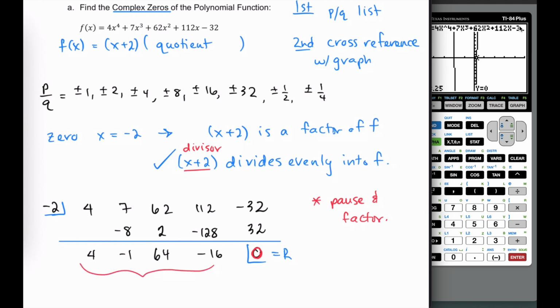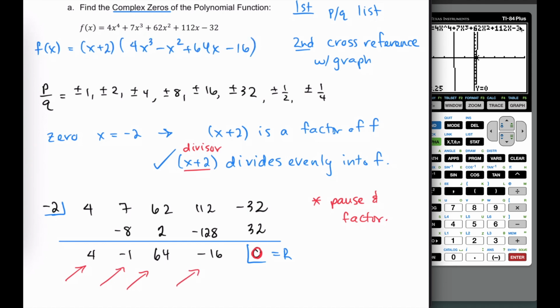And these are the coefficients of the quotient. Since we started with the fourth degree dividend and we divided out a linear divisor, the quotient is going to be third degree, which means that 4 is the coefficient on an x cubed term. So we have 4x cubed. Negative 1 is the coefficient on the x squared term, so minus x squared, plus 64x, minus 16, and now we factored out our first factor.